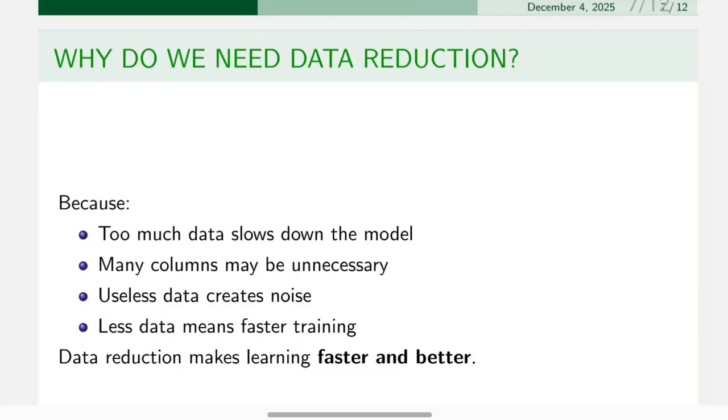Why do we need data reduction? Because too much data slows down the model. If I want only 10 columns but the data file has 100 columns, my model becomes slow, right? Many columns are not needed, they are unnecessary. Extra data creates noise. Less data makes learning faster. It saves memory and time. That is why we require data reduction.